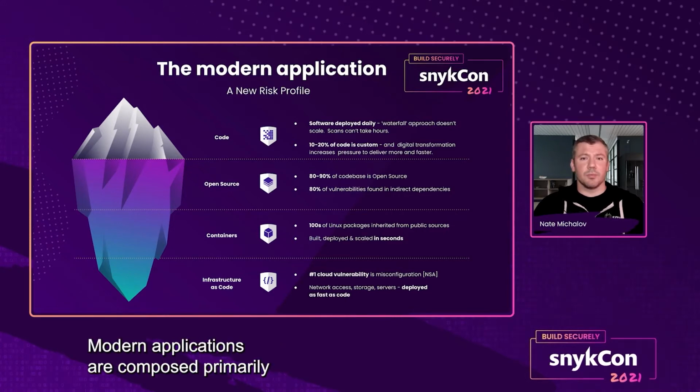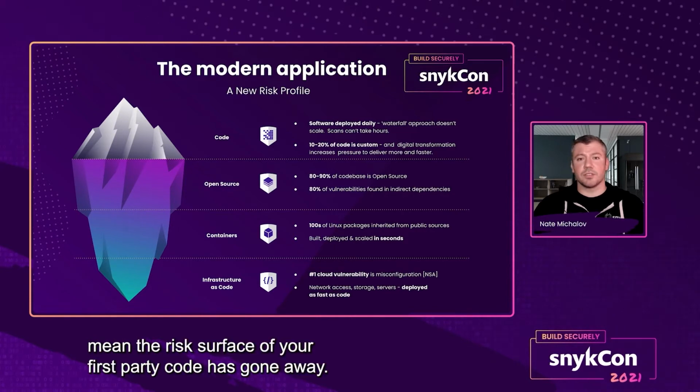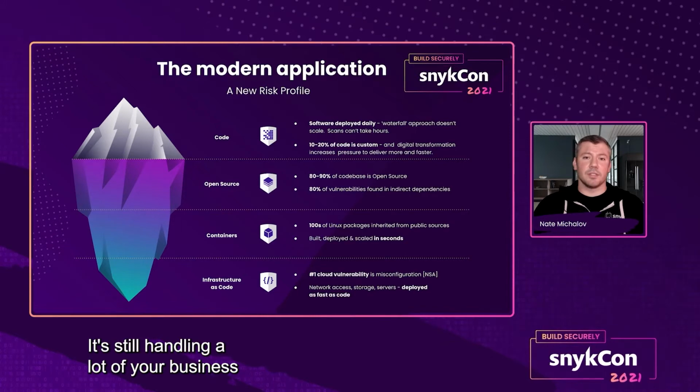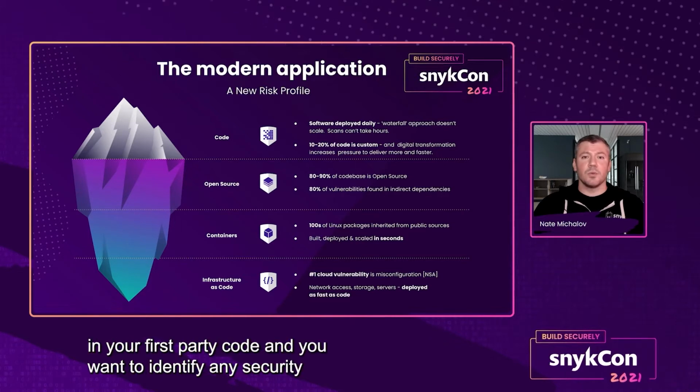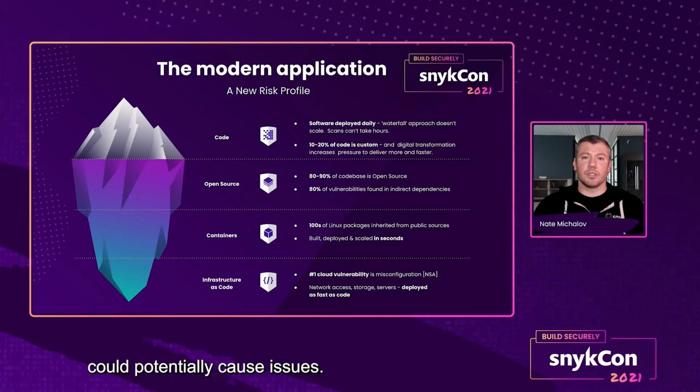Modern applications are composed primarily of open source components, dependencies pulled in, containing pre-built functionality that a lot of your first-party code now just stitches together. But just because applications are predominantly open source doesn't mean the risk surface of your first-party code has gone away. That's still handling a lot of your business-critical functionality. It's still important to make sure that you have insights into what's going on in your first-party code, and you want to identify any security issues there before it moves to production where it could potentially cause issues.